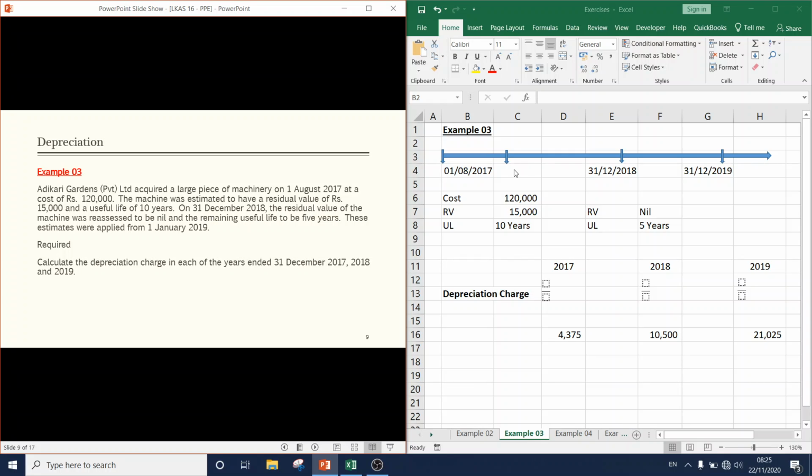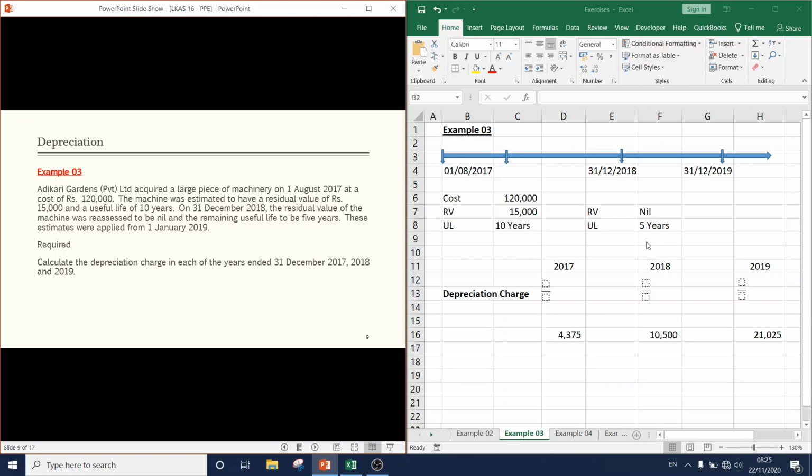On 31st December 2018, the residual value of the machine was reassessed. Annually we need to assess. As per that, on this date as well, they have reassessed it to be nil. Initially we estimated it should be 15,000, but on this date we come to a conclusion. The management decides there is no more residual value. The residual value should be nil, and the remaining useful life to be 5 years.